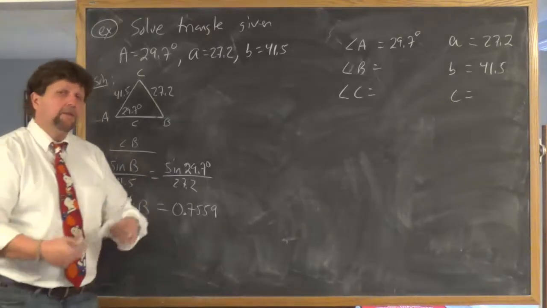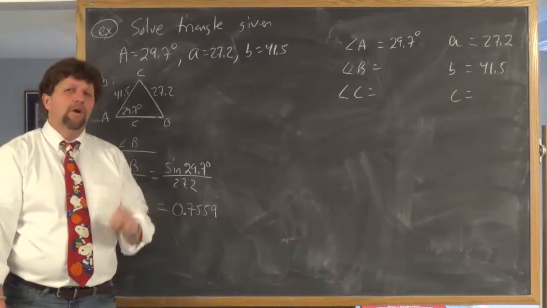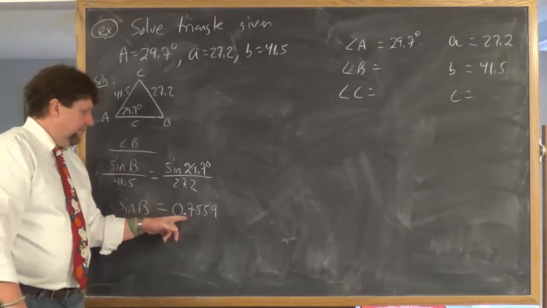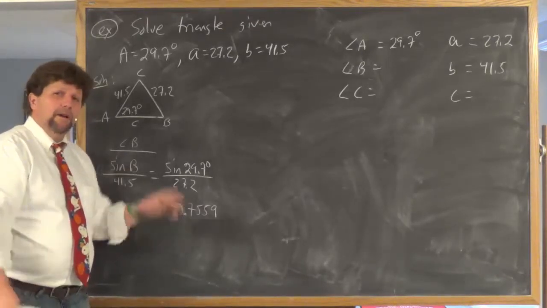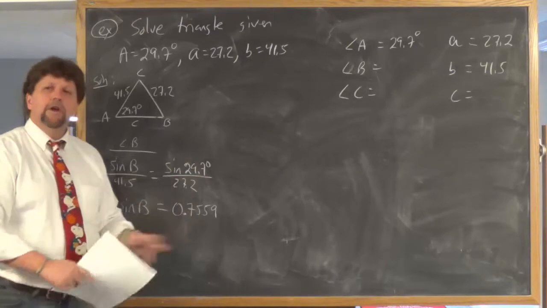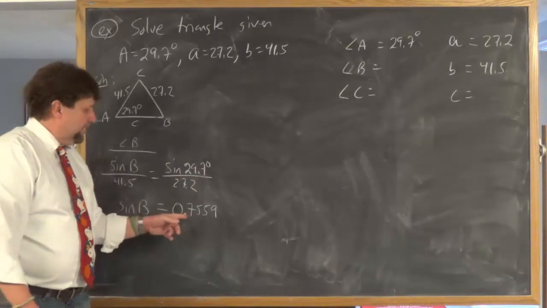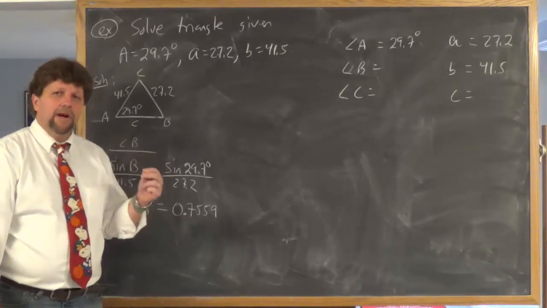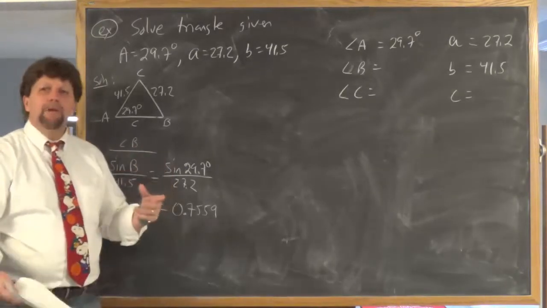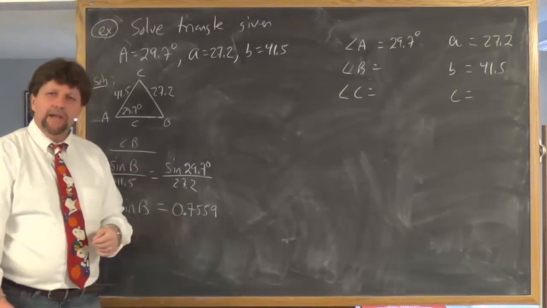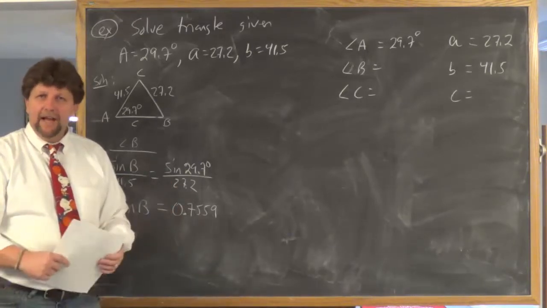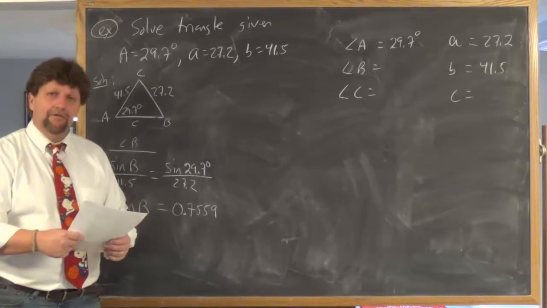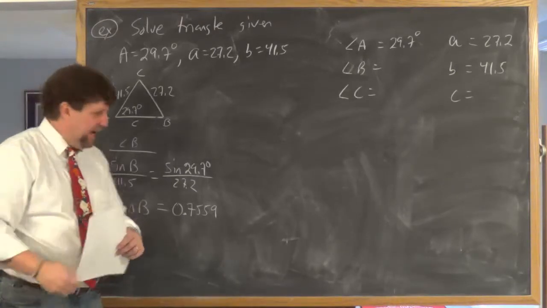Alright, so at this point I know I have at least one triangle. The key is seeing what this number is. Remember, if this number is more than 1, I'm done. No solution, no triangle. But this number is less than 1. So I know there's at least one triangle. There is at least one angle B that will make this a true statement. Well, how do I find that angle B? That's right, angle finder. Use inverse sine.